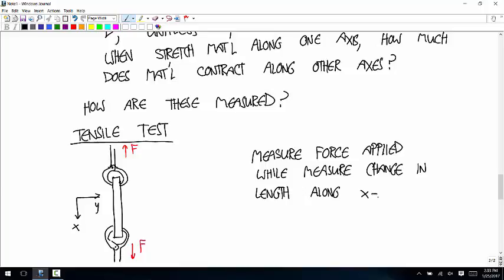along the x-axis. That's the one that you would expect you would want to measure. You're applying this force to pull it apart. How much is it stretching? And then you need to measure along one of the other two axes. I'm going to measure along the y-axis, but you can do it along the z-axis just as well. You get the same answers. So I'll say y-axis, but it could also be the z-axis.